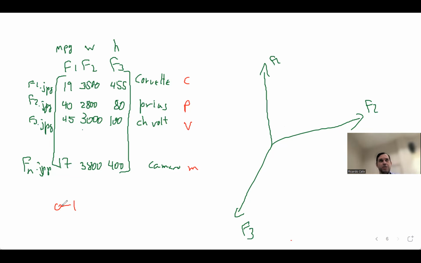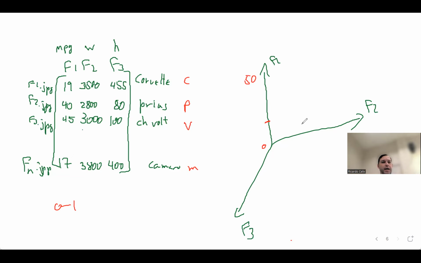So let's just imagine. Let's look at F1. For the Corvette, it goes 19, 40, 45, 17. So I'm going to say from 0 to 50 for F1. I need to write that down, 0 to 50. So the Corvette would fall at 19, correct? That's possibly around here, right?